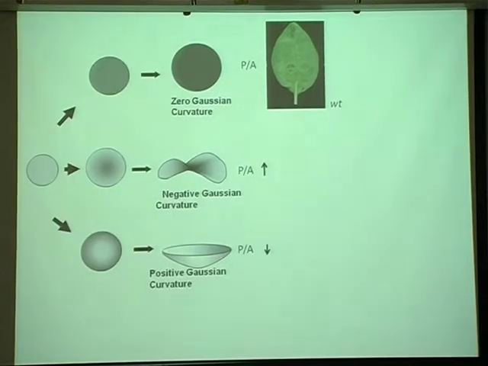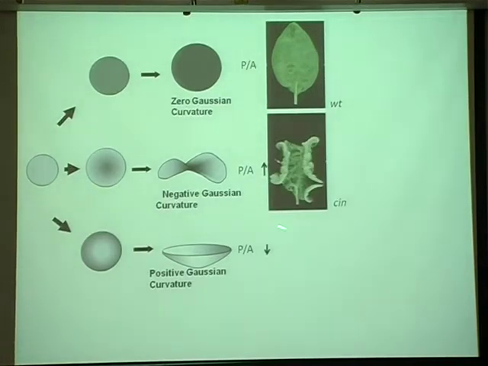In one of the first elegant studies, a gene was isolated. In the mutation of this gene, you tend to get these curly leaves, which is a good example of negative Gaussian curvature. As you can see here, there is more growth in the periphery, so there is a higher perimeter compared to the area.